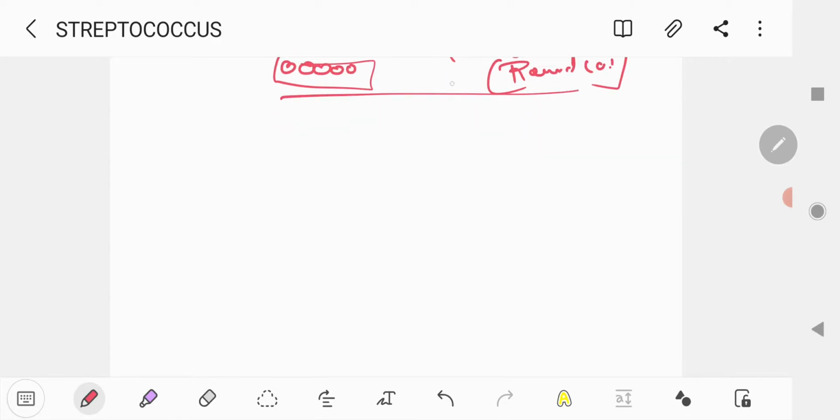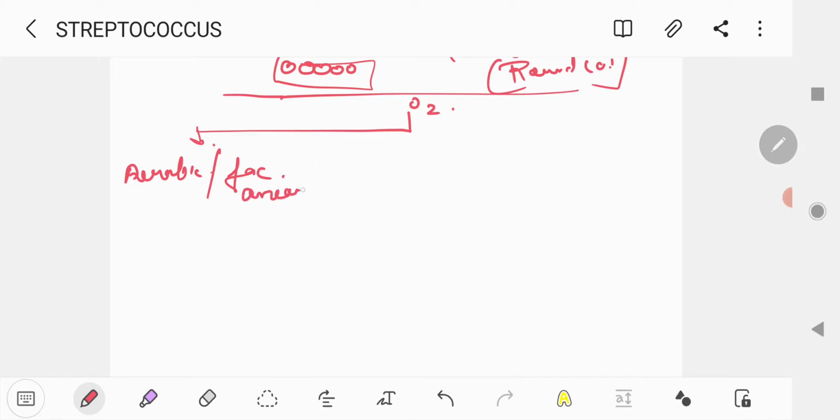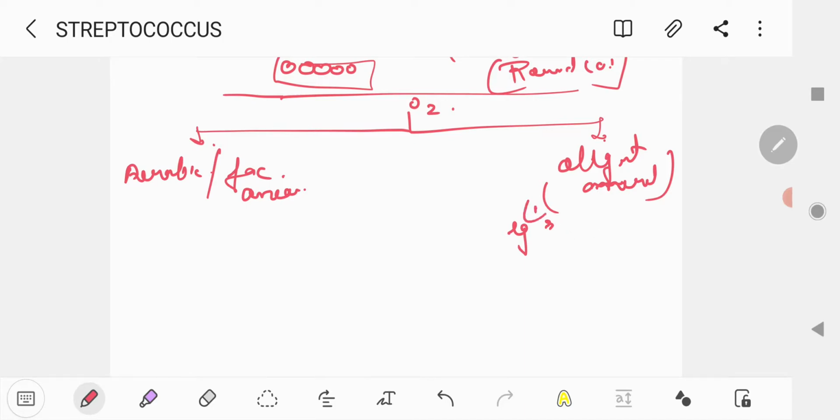If I want you to classify this on the basis of O2, there are two classes: aerobic and obligate. In aerobic, we have aerobic and facultative organisms, facultative anaerobes and aerobes. And in the second we have obligate anaerobes. In this we mainly don't classify it further, because we have only one category, which is streptococcus.